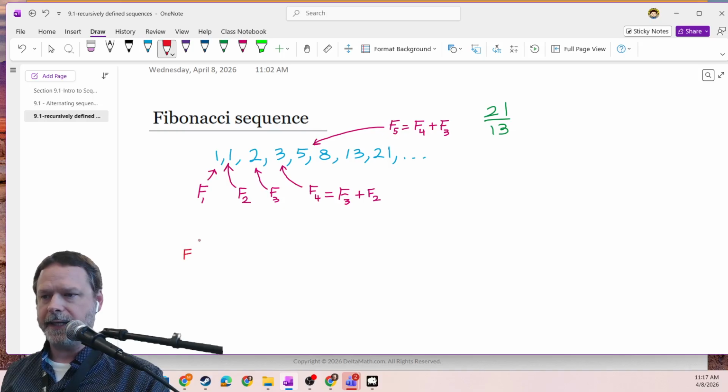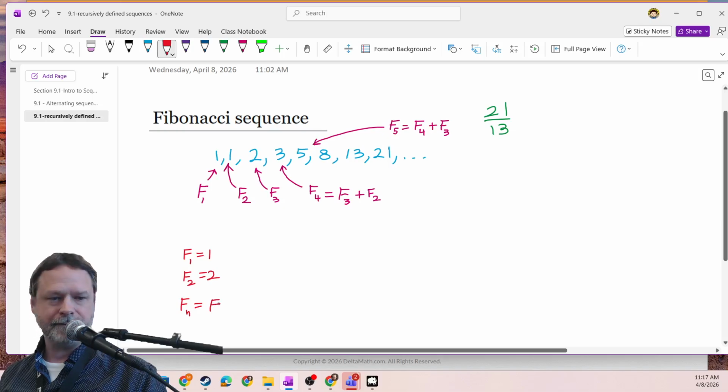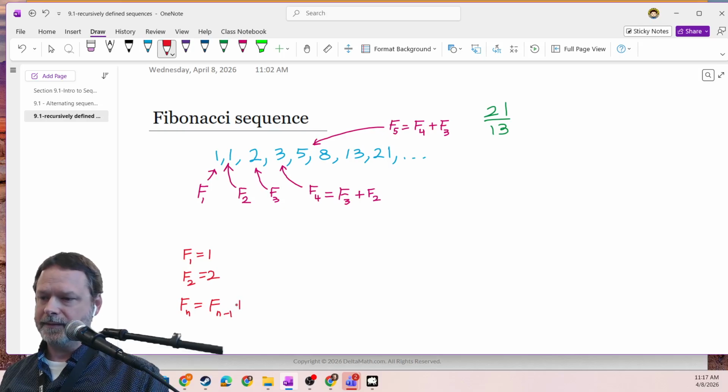So I want to say, hey, F1, I'm going to just say is 1. And I'm going to say F2 is 2. And then I'm going to say every other term, F sub n, is going to be the two terms that came before it. There's a couple ways I could define it. I'm going to define it just like that. So it's going to be F sub n minus 1 plus F sub n minus 2.